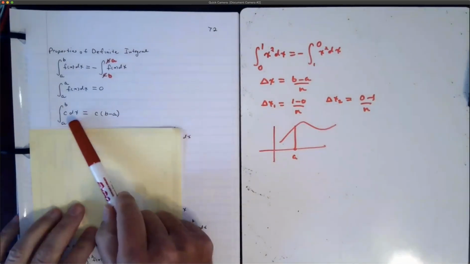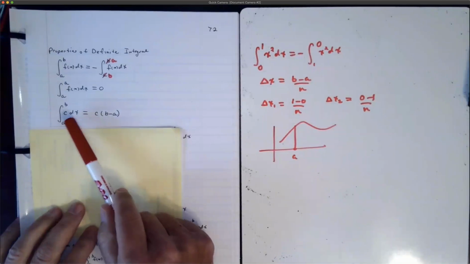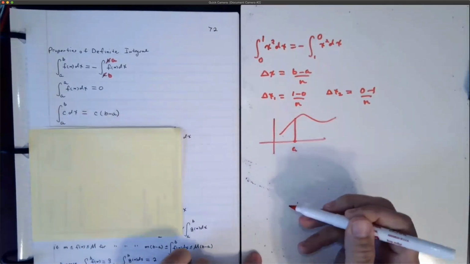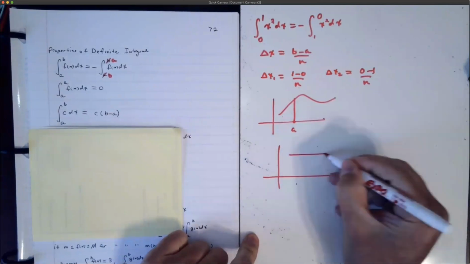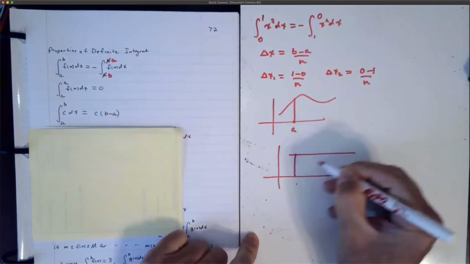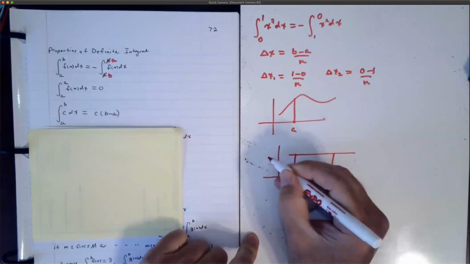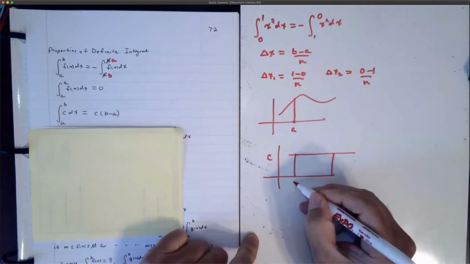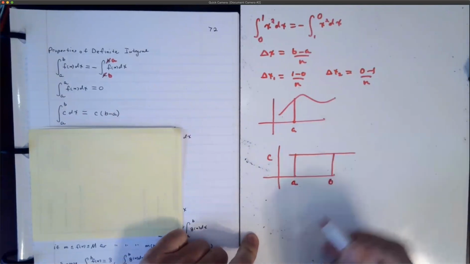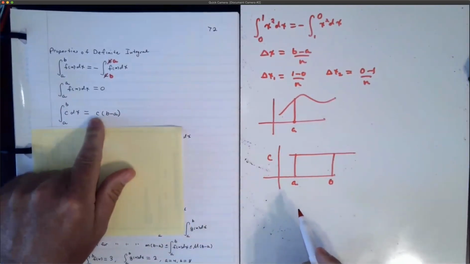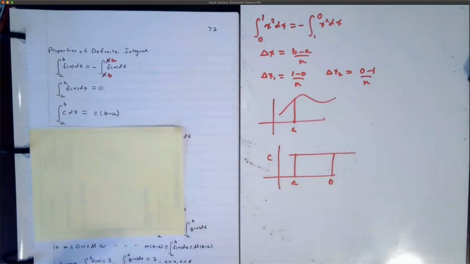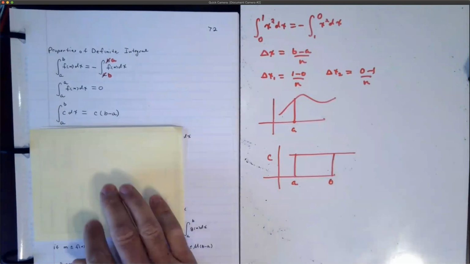The integral of a constant function dx, well, all that is the area underneath a rectangle. In this way, the height is c, and we're going from a to b. So, of course, the area is just going to be the base times the height, right? So that's all that integral represents. It's the area underneath a horizontal line.